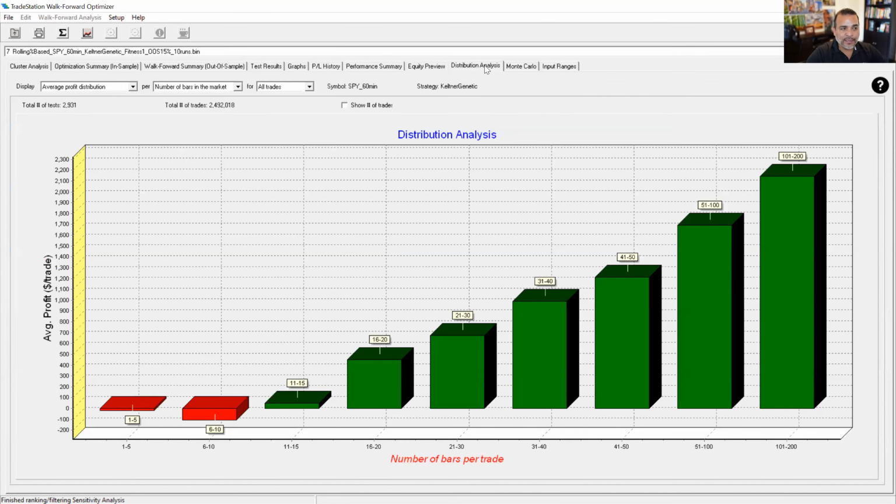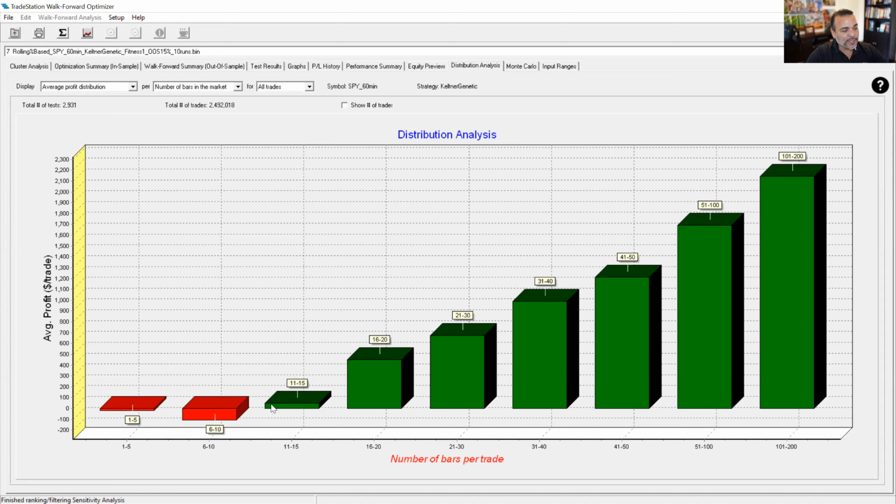Distribution analysis, I find that is a very interesting report. Let's just start with the one that's here by default. It's showing you the average profit distribution per number of bars in the market for all trades. So you can see that the graph says number of bars. You can see how the profits were distributed by how long you kept that trade. For trades that were 100 to 200 bars in the market, that's where the most profits were made.